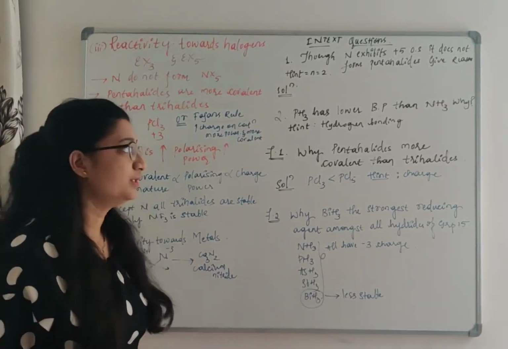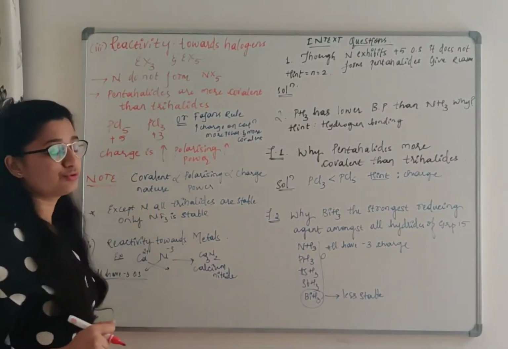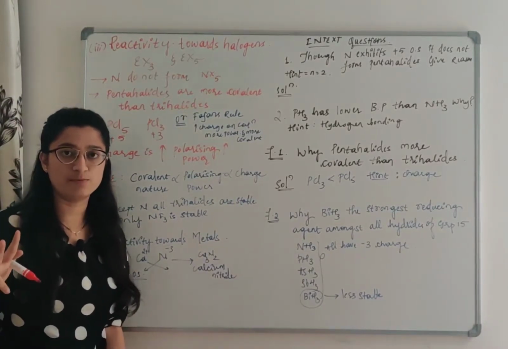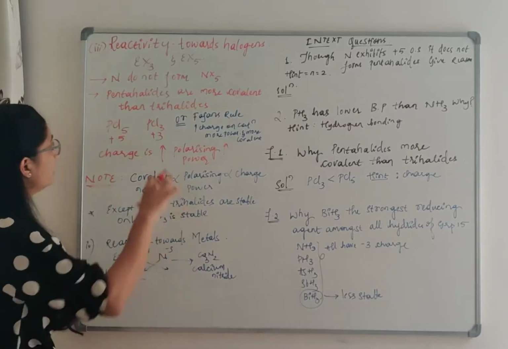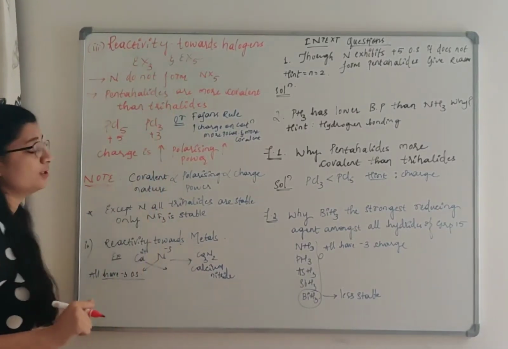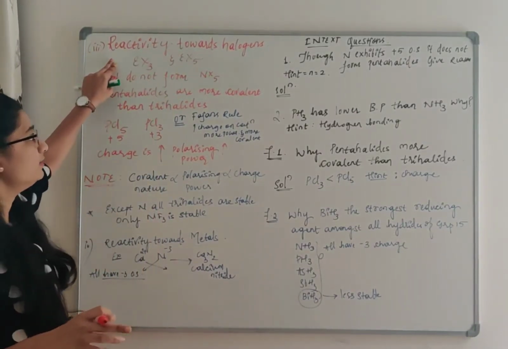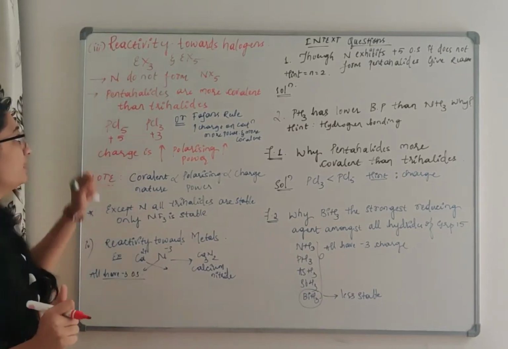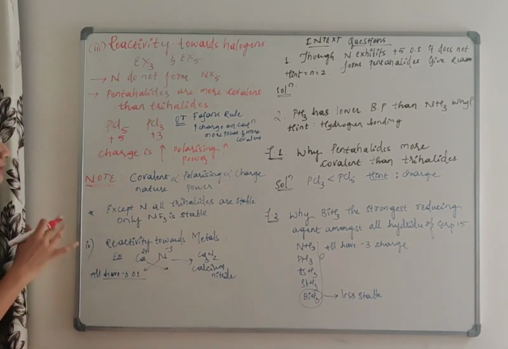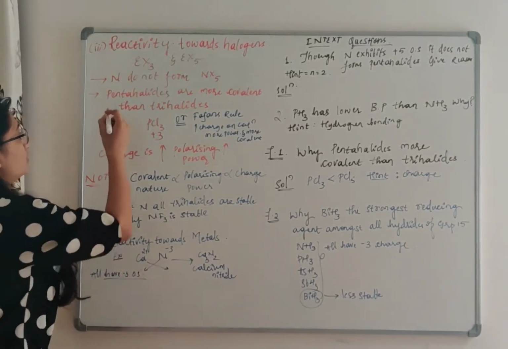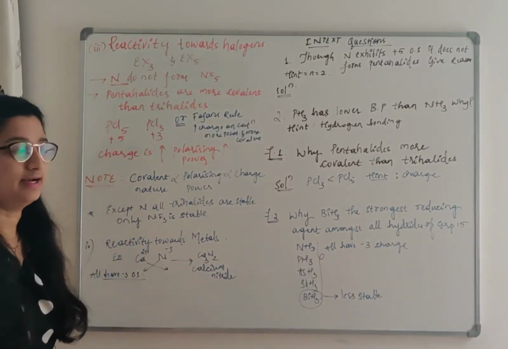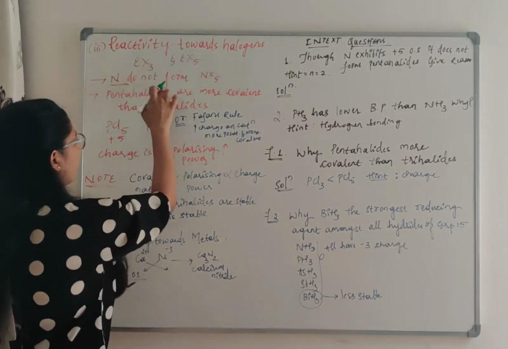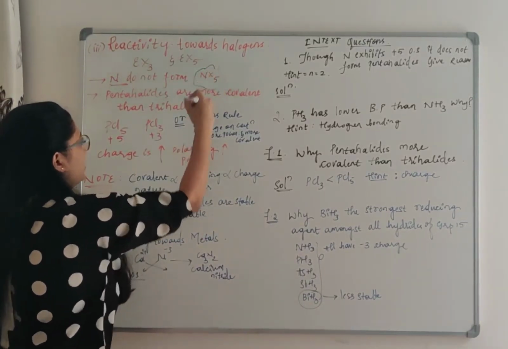will react with the halogens to form mainly two important compounds, that is the trihalides and the pentahalides, that is EX3 and EX5. Here E can be any element of group 15. Out of all the group 15 elements, nitrogen will not form a pentahalide, that is, nitrogen does not form NX5.